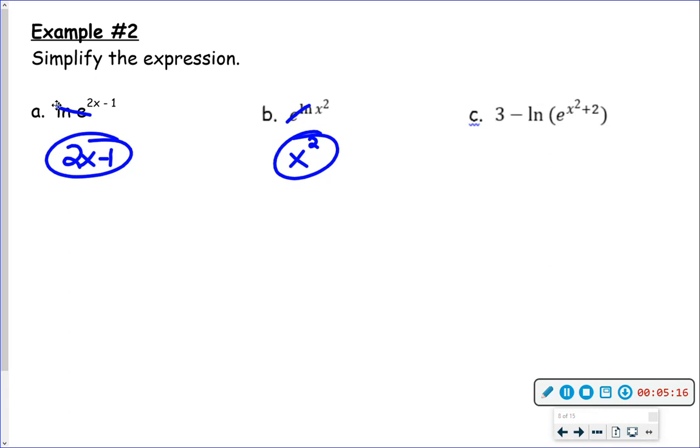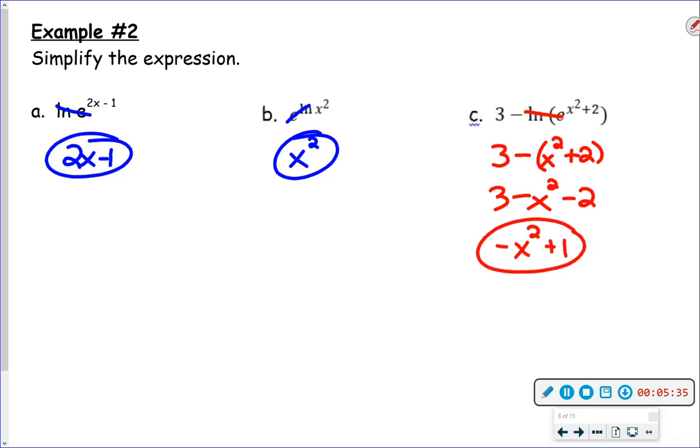All right, let's look at c. Maybe just a little more tricky, but same thing. ln and e are going to cancel out, but just be careful here because you're subtracting off that entire exponent, x squared and 2, so you really have to think about distributing the negative through. And then I'm going to combine, of course, 3 minus 2 and make that a 1. Got it. So just reinforcing e and ln cancel each other out.